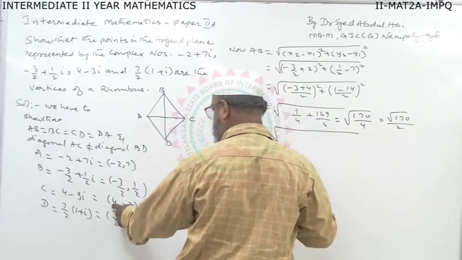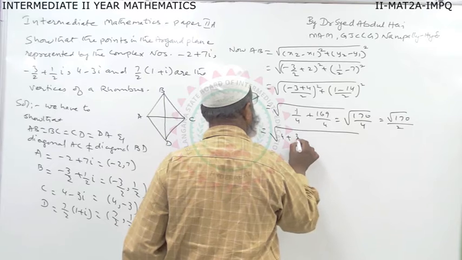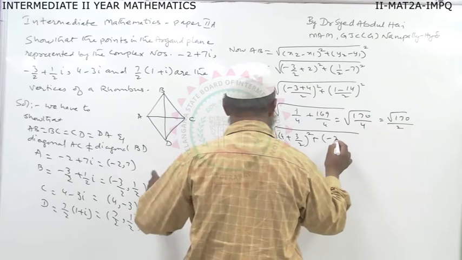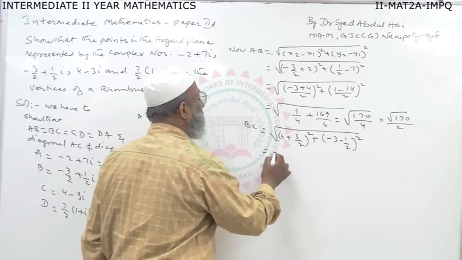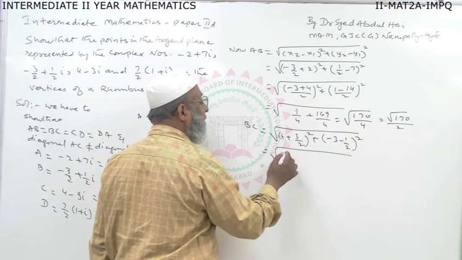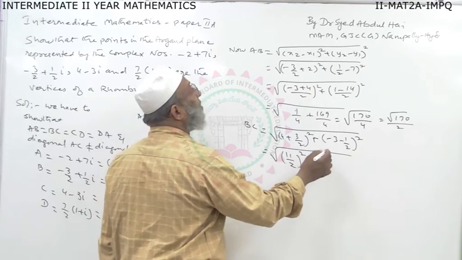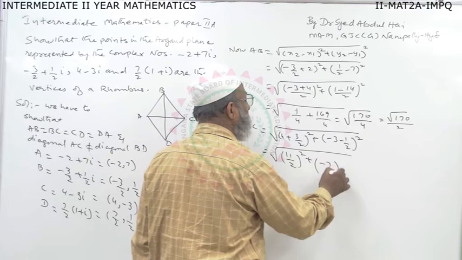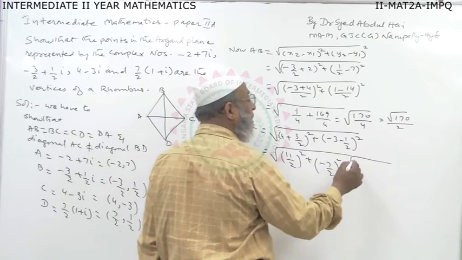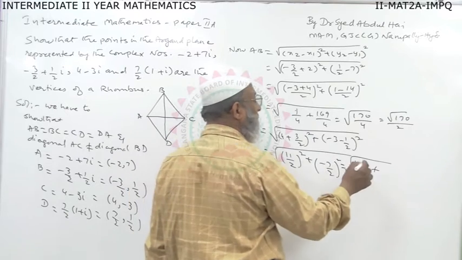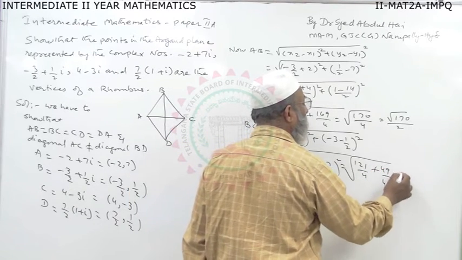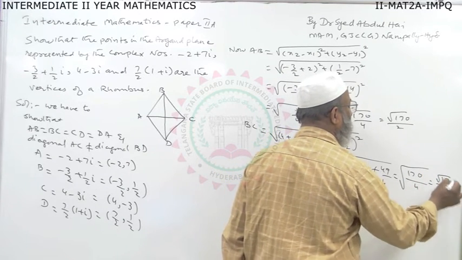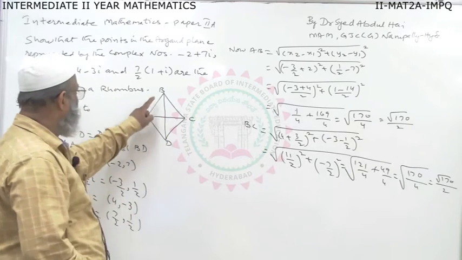BC is equal to root of 4 plus 3 by 2 whole square plus minus 3 minus 1 by 2 whole square, which is equal to 11 by 2 whole square plus minus 6 minus 1 minus 7 by 2 whole square, which gives me 11 square is 121 by 4, 7 square is 49 by 4, which gives me 170 by 4, which is equal to root of 170 by 2, okay, BC. Then CD.